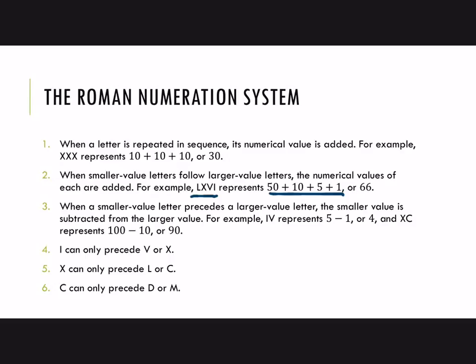Another example is XC. X is 10, and C is 100, so since we have a pair with a small before a large, we subtract, and that would be 100 minus 10, which is 90.